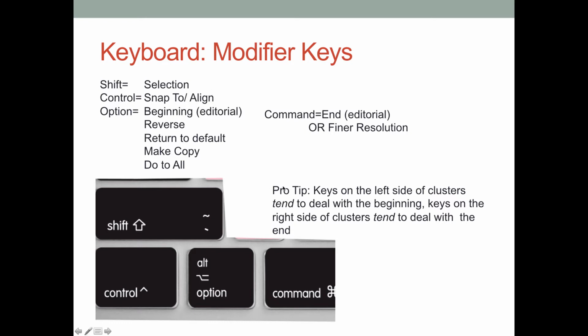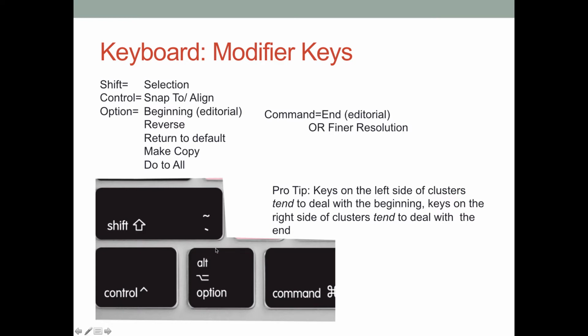Then the other thing that I want to talk about, and why this is easier to explain on a Mac than it is on a PC, is you could sort of organize it based on the way that the keys are organized on the keyboard. So the pro tip here is the keys on the left side of a cluster tend to deal with the beginning of the session or the beginning of a clip. And the keys on the right side of a cluster tend to deal with the end. So this isn't always true, but it is particularly when you are dealing with stuff on a Mac.